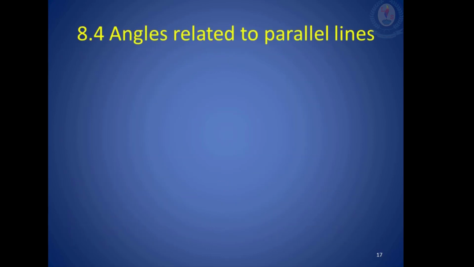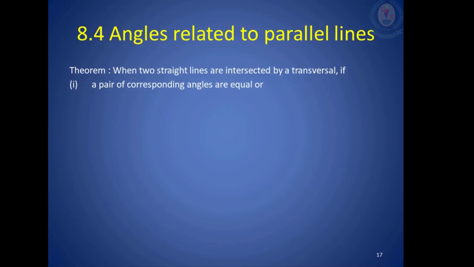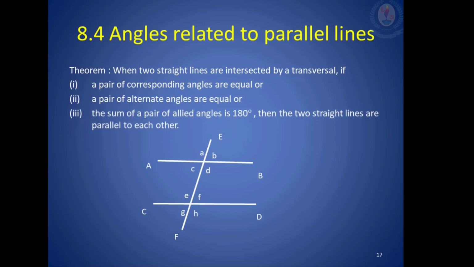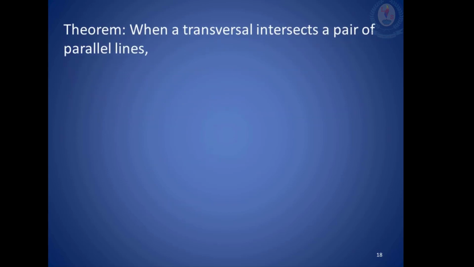Let's see angles related to parallel lines. When two straight lines are intersected by a transversal, if a pair of corresponding angles are equal, a pair of alternate angles are equal, or the sum of a pair of allied angles is 180 degrees, then the two straight lines are parallel to each other. This theorem is the converse of the theorem learnt earlier.